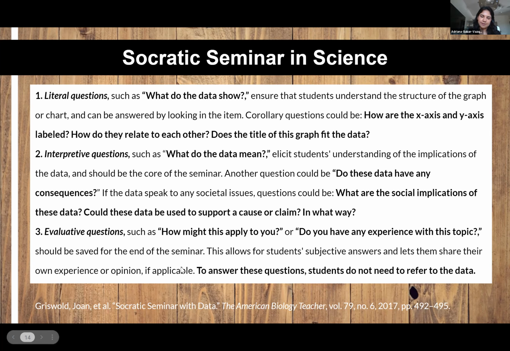And at the final stages of a Socratic Seminar, students are asking those evaluative questions where they're thinking about how this applies to the real world, how does this apply to other knowledge that they bring, and how does this apply to other experiences.